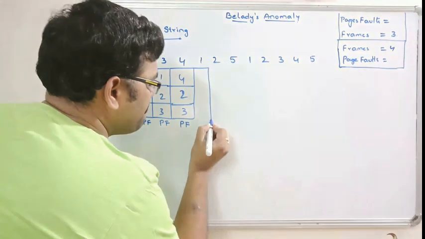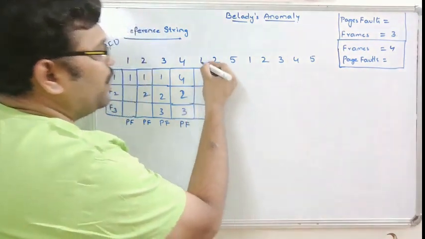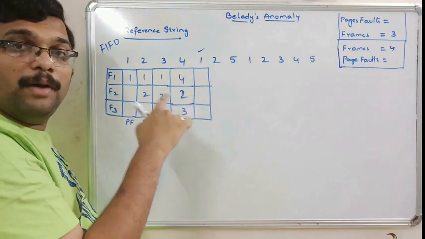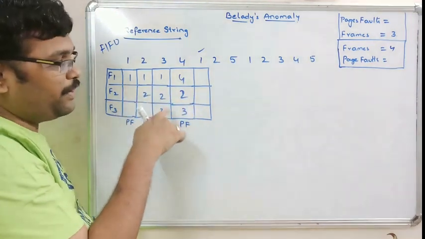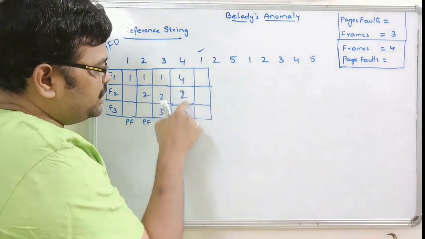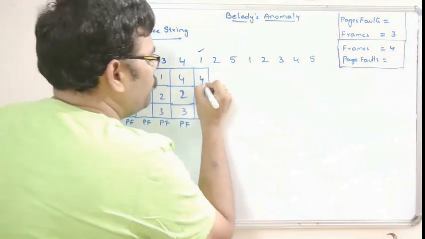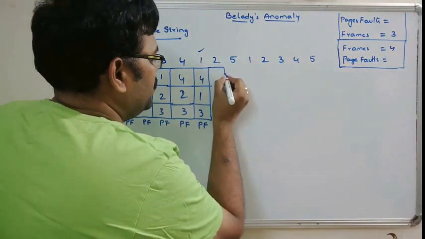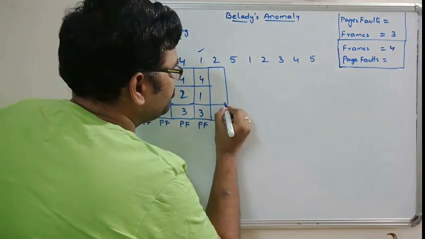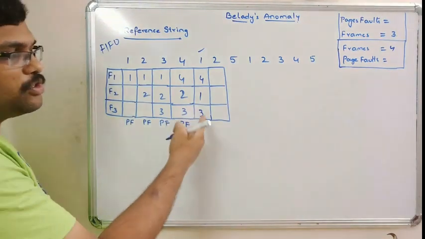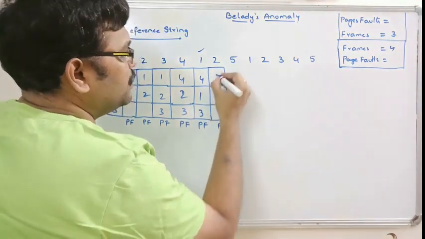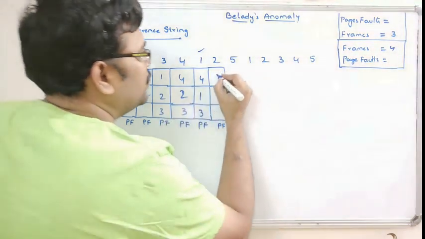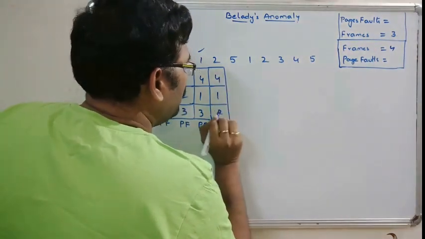Next, again 1. 1 is not available here, so again we apply FIFO for replacing the page. Among these 3, 2 is the first, so we get 4, 1, 3. It's again a page fault. Again 2 is not available, again a page fault. Which should be replaced? Among these 3, 4 is the first. So 4, 1 and 2.